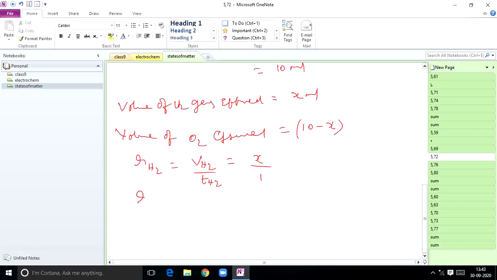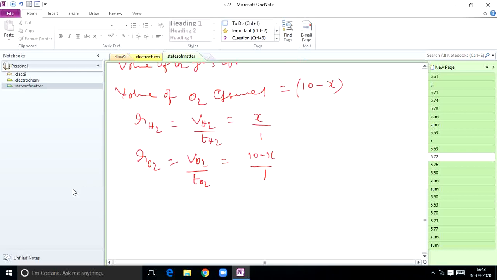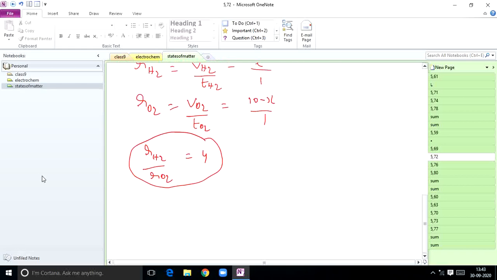Rate of effusion of oxygen gas is equal to volume of oxygen gas effused by time taken. So here, 10 minus x by 1, equal times I am taking. You already know the rate of effusion of hydrogen by rate of effusion of oxygen, in the previous case, is equal to 4, which you got in the first step. So I can write x by 1 by 10 minus x is equal to 4. If you calculate, x value is equal to 8.